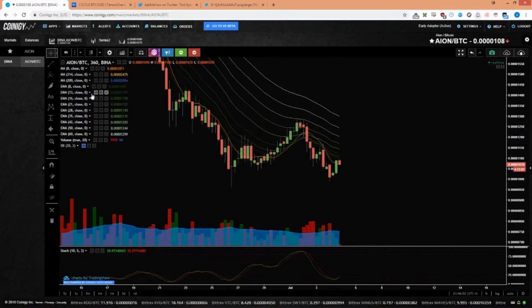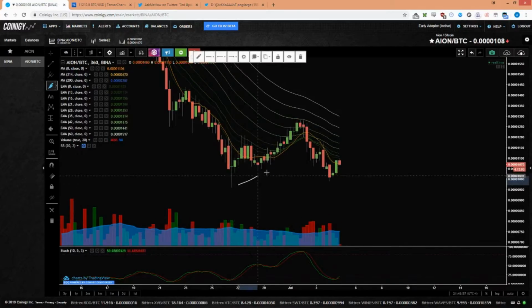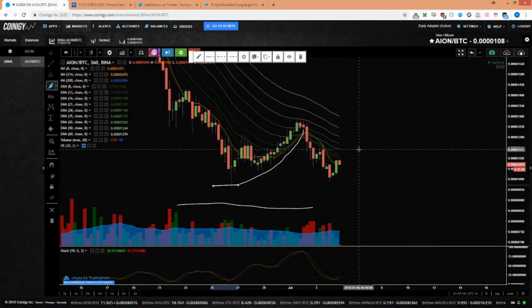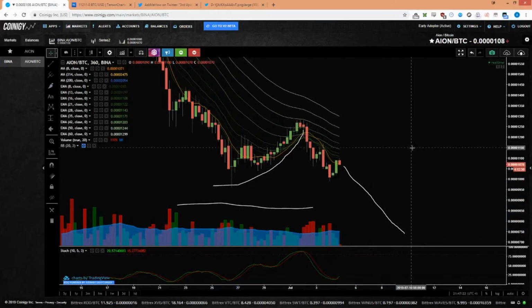It kind of looks like all alts where you had a bounce as Bitcoin dumped, but it was mostly flat in USD, and now it's retesting its support, and I'm not very sure it's going to hold. If Bitcoin starts going above 12,000, this is going to drop 50% more, I think.